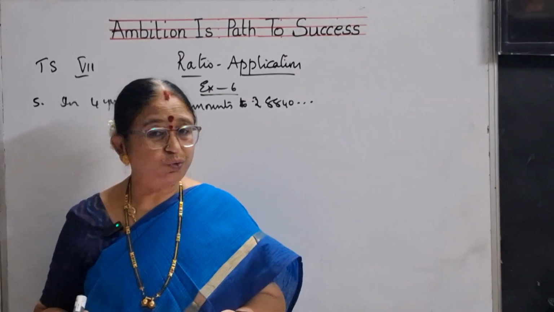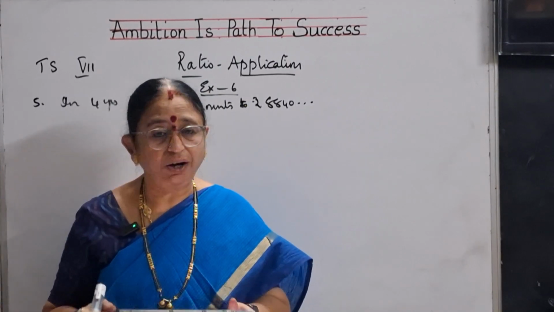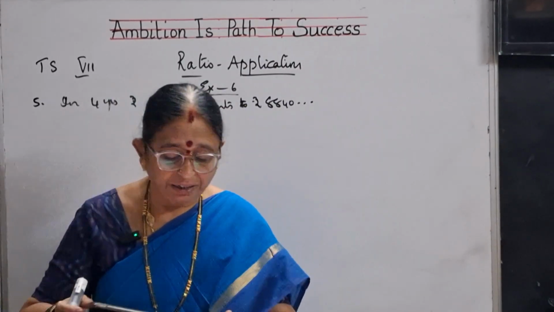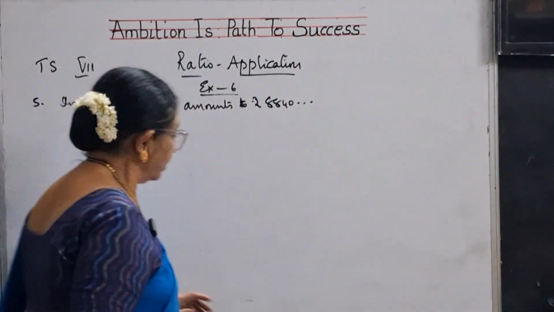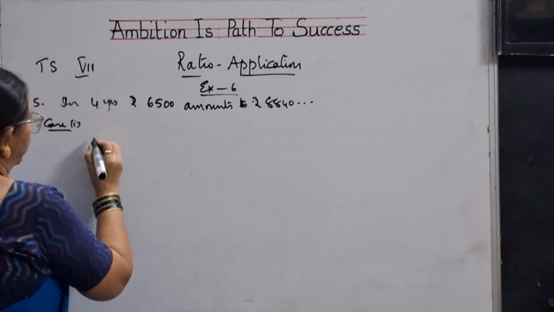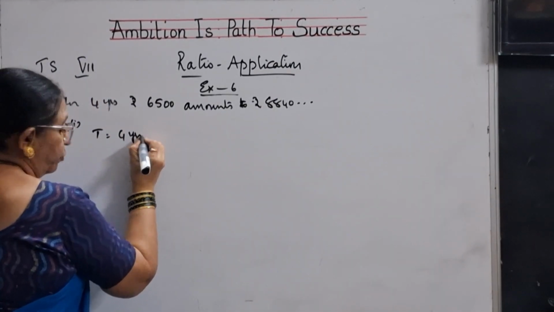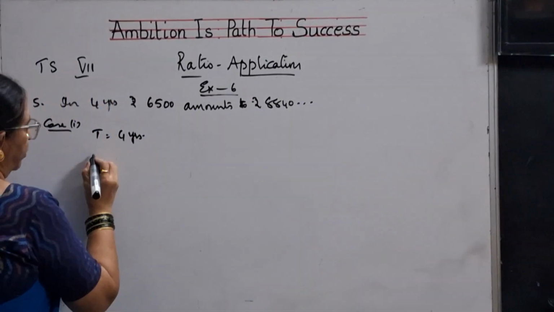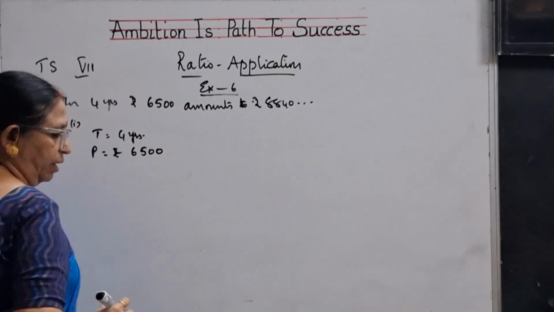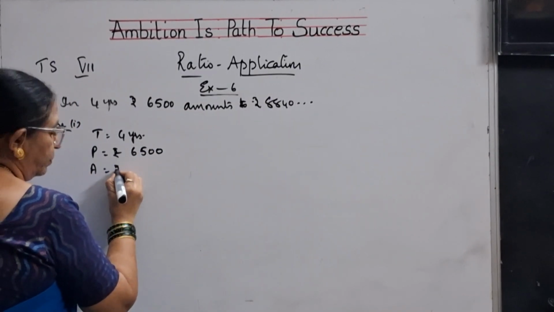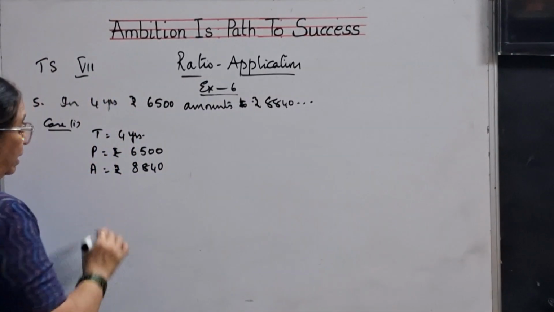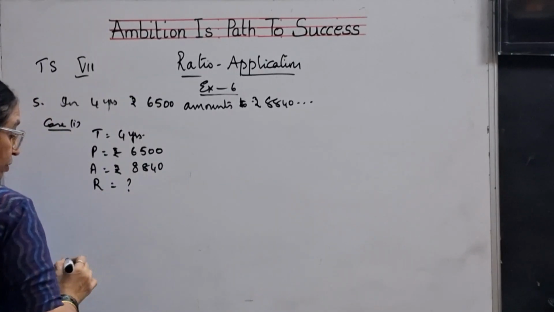Here also you have got two cases, children. According to case 1, you have to find out the rate. Considering that rate, you have to find out the time for the second case. So let me take the first case. In case 1, what did they give? Time is given as 4 years. Principal is rupees 6,500, and the amount is given as rupees 8,840 at a certain rate. So first you need to find out the rate.